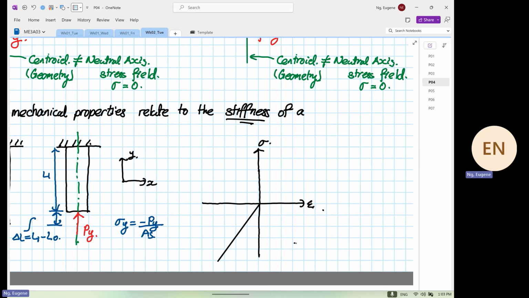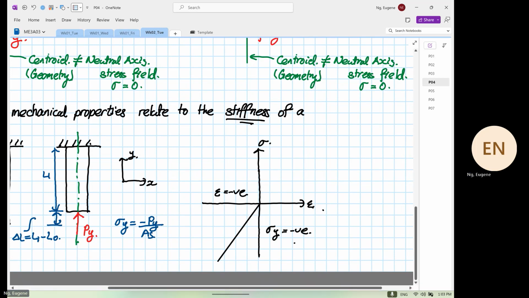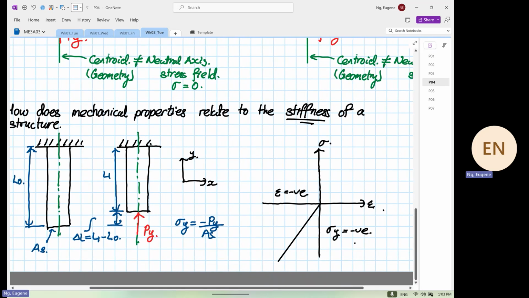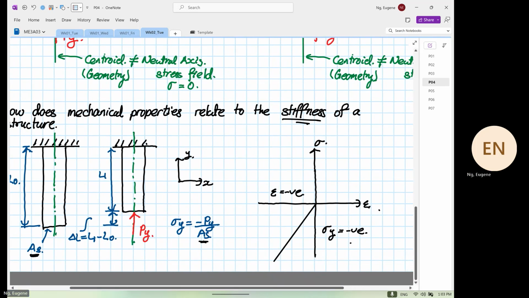Why? Because over here, strain is equal to what? Negative. Stress Y is also equal to what? Negative. Agree, disagree? Yes. Yeah. AS is the cross-sectional area. Okay. So you don't see a lot of this type of graph because what people tend to do is just tend to draw what? Positive. Are we clear?